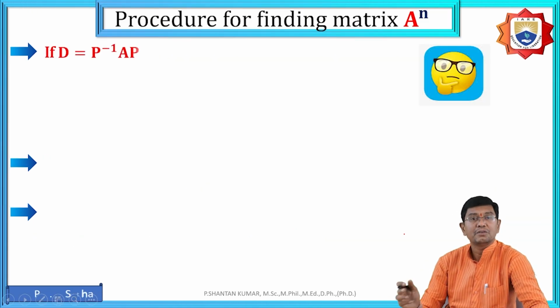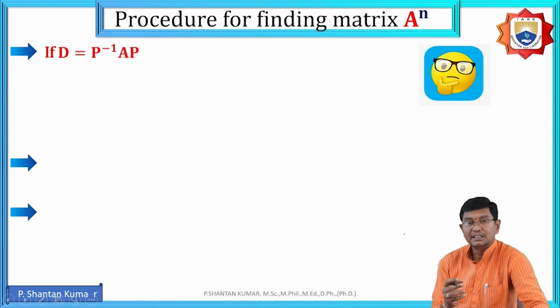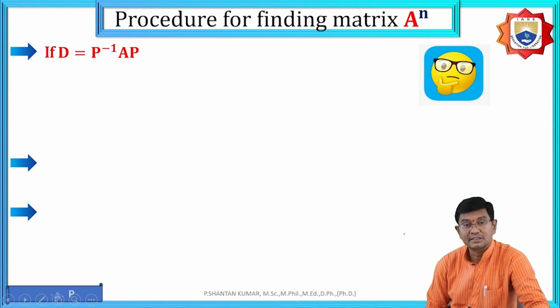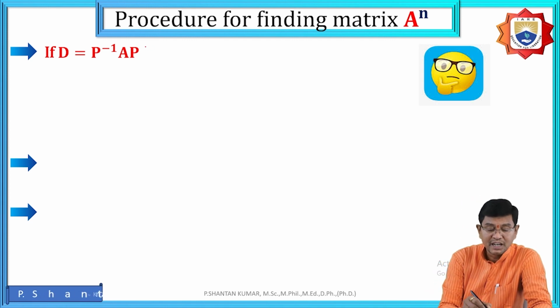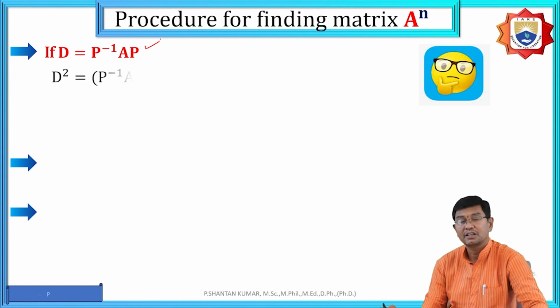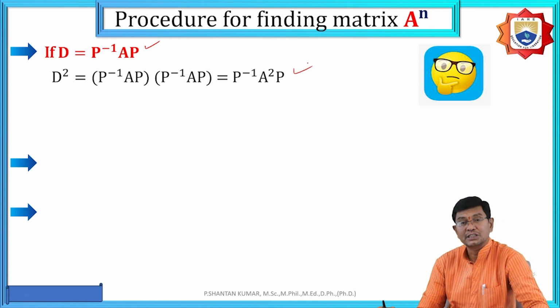Here is the procedure to find the powers of a matrix. Whatever D matrix we obtain, from the D matrix we can find the powers of the matrix. This is also an application of diagonalization of a matrix. As we know, D equals P inverse AP. For example, D square means D into D, that is P inverse AP into P inverse AP. Therefore, P inverse A square P.